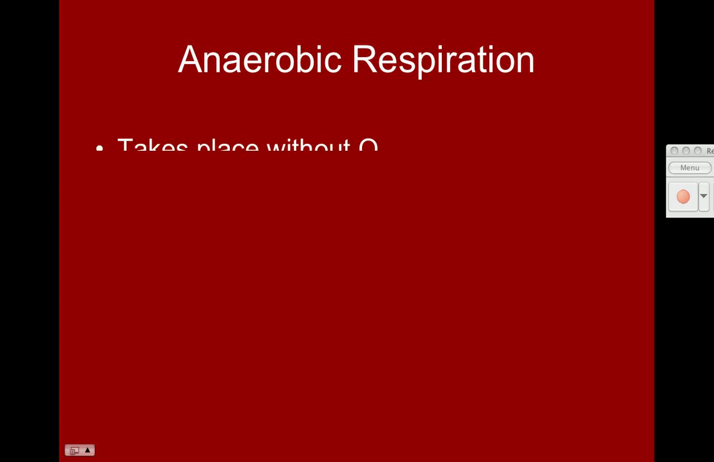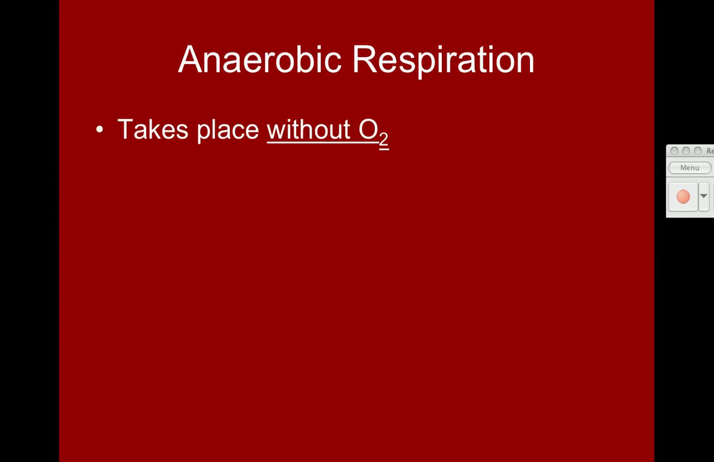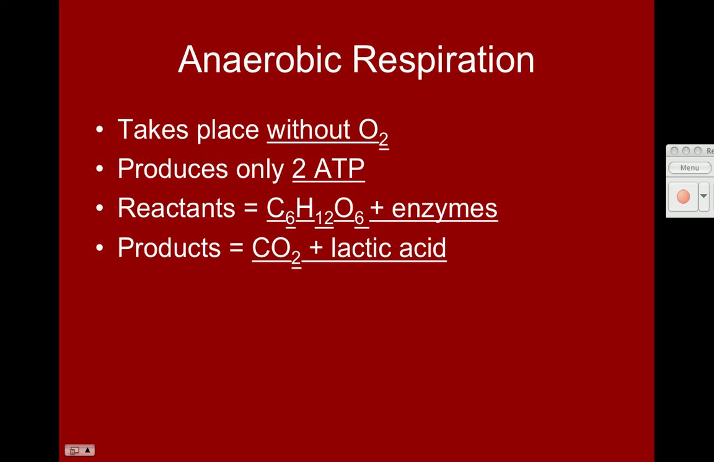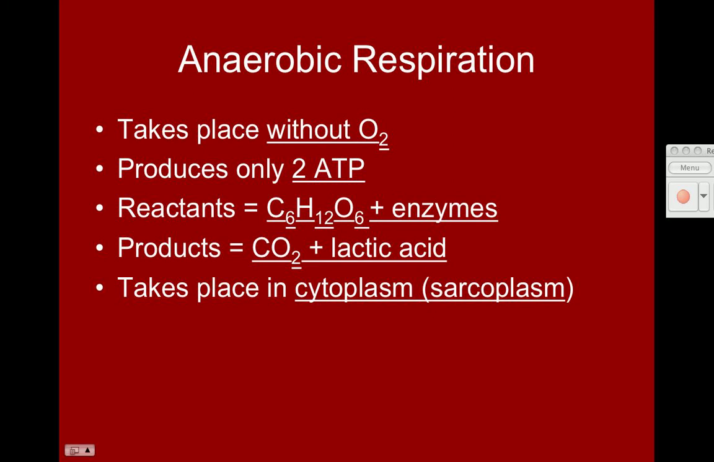Now, anaerobic respiration, by contrast, takes place without any oxygen and only produces a total of 2 ATP. Now, the reactants are both glucose and some enzymes. Both sets have enzymes, but I didn't want to just put glucose down. And the products are carbon dioxide as well as lactic acid. That's what builds up in our muscles. This takes place in the cytoplasm, which is in the muscle cells, or it's called the sarcoplasm.